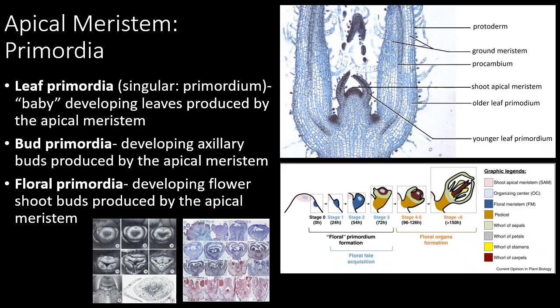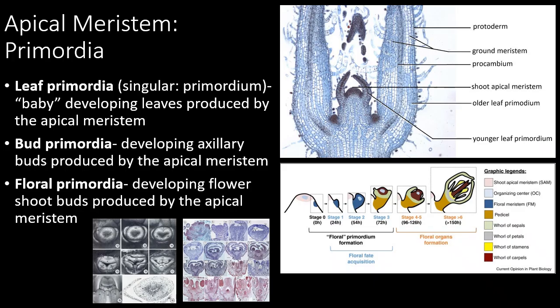We also see the development of bud primordia. If we find our shoot apical meristem and then look down to either side, there are these other two really dark, dense spots in the axils of the older leaf primordia. Those are our bud primordia, and those will develop into our axillary buds. And the apical meristem is also capable of producing floral primordia. Those are basically floral shoot buds.